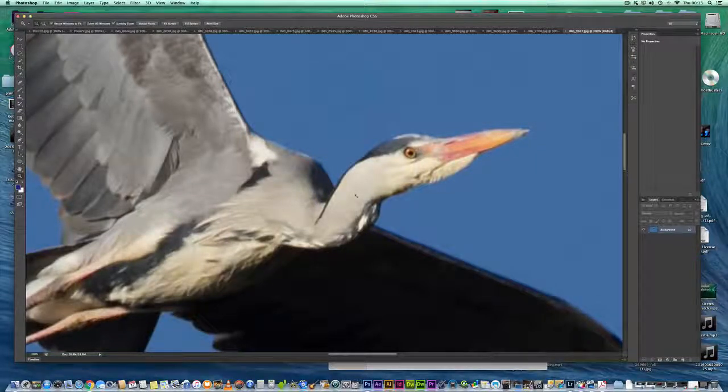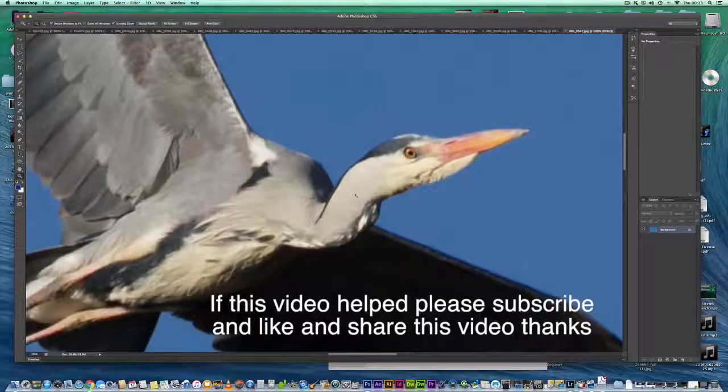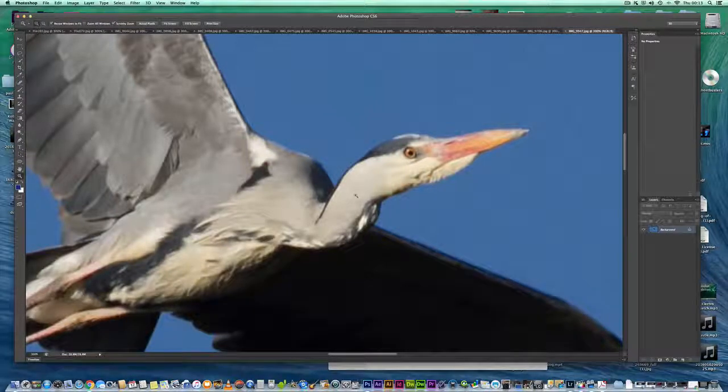So, I just wanted to give you some examples from the Canon 100 to 400 Mark II lens on a 7D crop factor camera. Times that by 1.6, that should give you 640mm at the long end. I hope this video has been helpful, and thank you for watching.